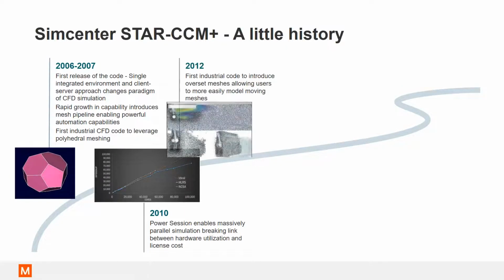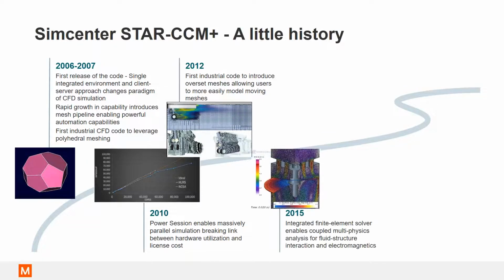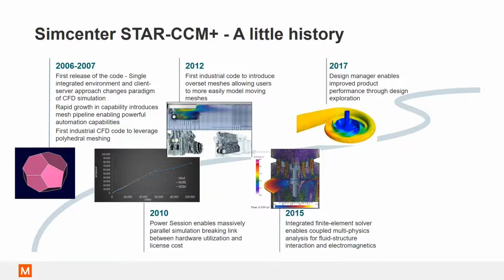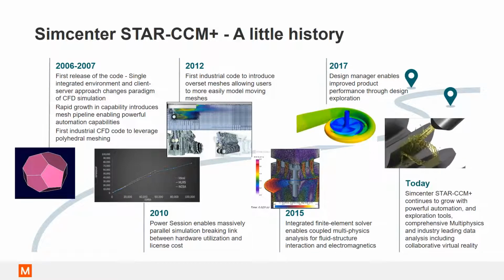Then in 2012, it was the first industrial code to introduce overset meshes, enabling users to more easily model moving mesh scenarios. Then in 2015, the finite element solver was integrated for fluid structure interaction. In 2017, Star introduced the Design Manager, which is a fully integrated approach enabling design exploration and optimization from within SimCenter Star CCM Plus. Now, earlier this year, Star CCM Plus introduced the industry's first inbuilt adaptive mesh refinement for free surfaces and overset mesh.